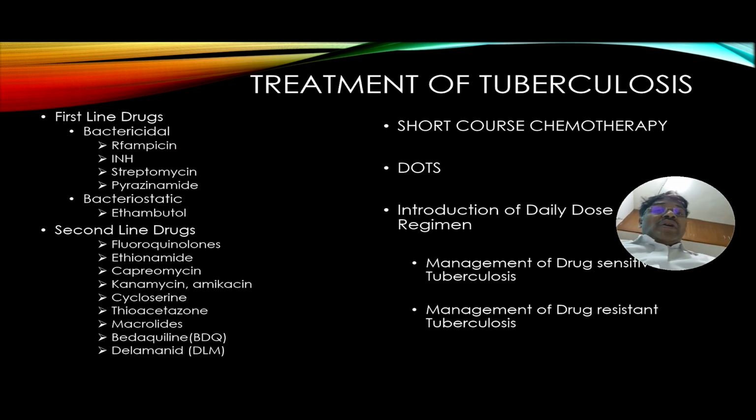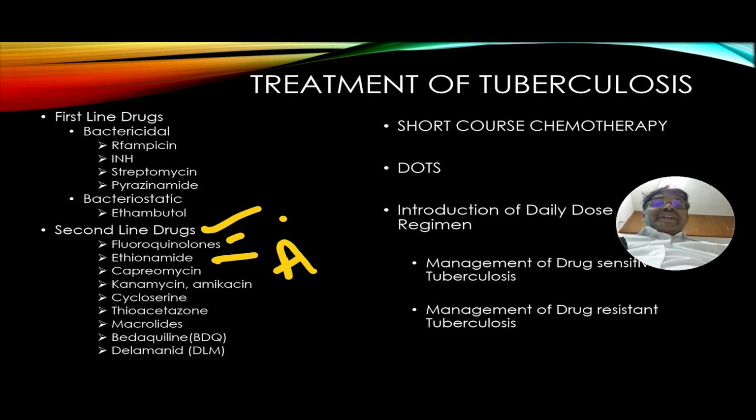Now we will move on to ethambutol, which is a bacteriostatic drug. The major side effect of ethambutol is retrobulbar neuritis. Let us now move to the second line drugs, fluoroquinolones. That is ciprofloxacin, ofloxacin, levofloxacin, moxifloxacin, gatifloxacin, all fluoroquinolones used as second line drugs in MDR treatment. And ethionamide is structurally related to INH, and is especially effective against atypical mycobacteria.